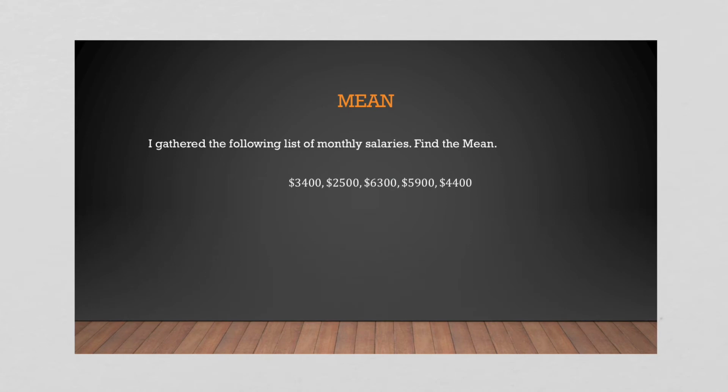So here we have the mean. Okay, mean, remember, is the average. So here's a list of salaries, monthly salaries. Net gross doesn't make a difference in this case. It's just these are your salaries. And we want to find the mean. And if we want to find the mean, we don't have to worry about putting them in any sort of order. We're just going to add them up. So we're going to take 3,400 and we're going to add 2,500 and 6,300 and then 5,900, and then 4,400. And we're going to divide that total by 1, 2, 3, 4, 5.